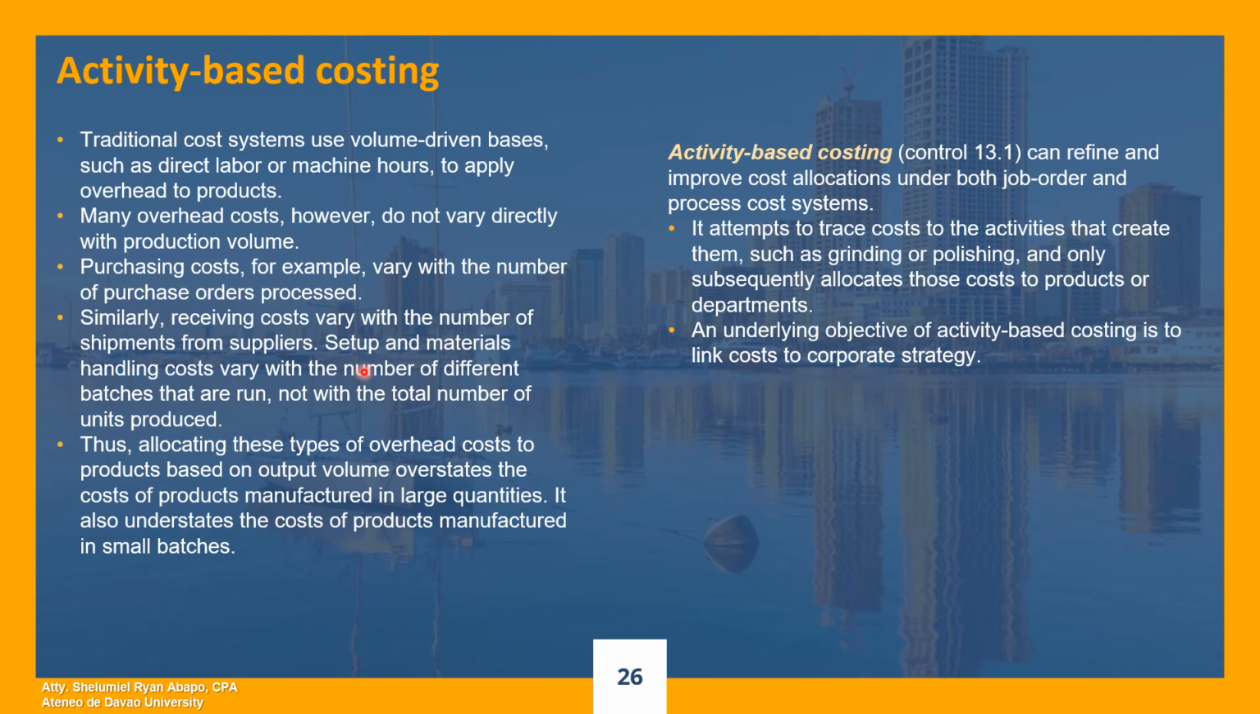An underlying objective of activity-based costing is to link costs to corporate strategy. Corporate strategy results in decisions about what goods and services to produce. Activities must be performed to produce these goods and services, which in turn incur cost. Thus, corporate strategy determines the cost. Consequently, by measuring the cost of basic activities, such as materials handling or processing purchase orders, activity-based costing provides information to management for evaluating the consequences of strategic decisions. Okay?